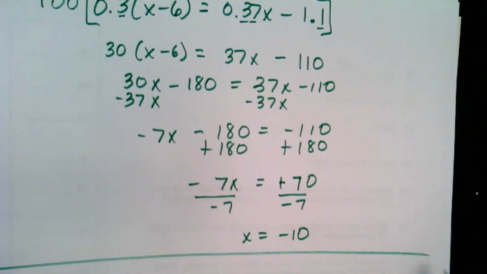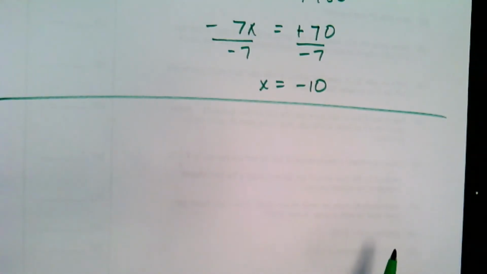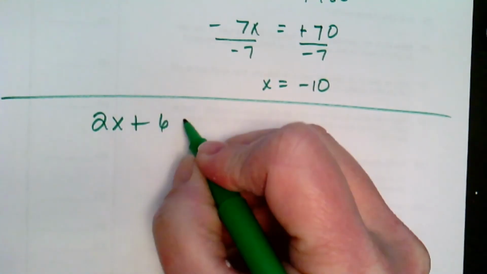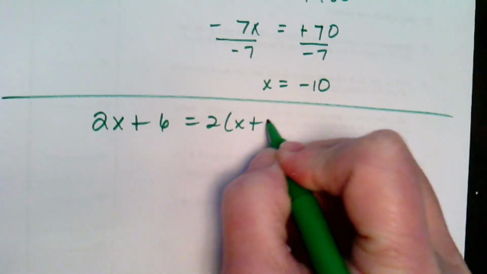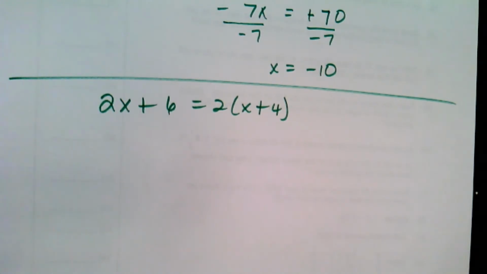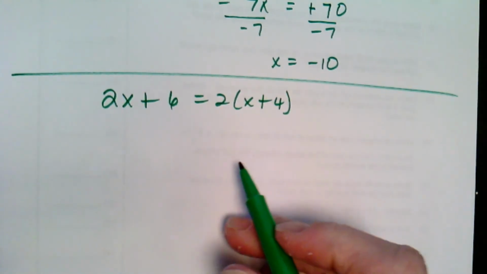Alright, so the last thing we want to do is equations that have either no solution or many solutions. So let's look at what one would look like, and then being able to distinguish when you're not going to have an answer or you're going to have many answers. Alright, so let's do our normal thing.